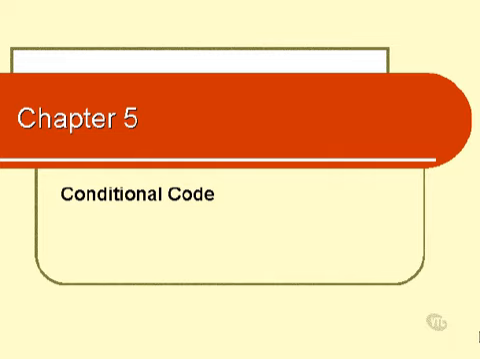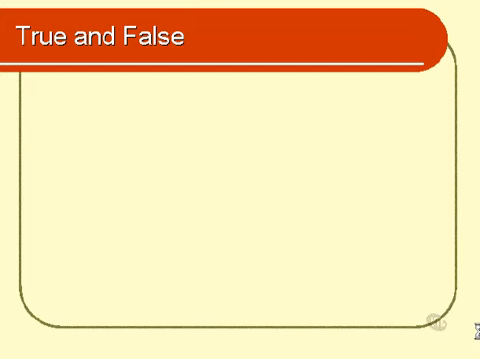So let's begin. We'll begin with the most important concept that we have to learn in this chapter, and that is the notion of true and false. Now, we probably already understand what true and false is from a social perspective and probably even from a logical perspective. But we need to understand true and false as it pertains to shell programming. So let's look at what I mean by that.